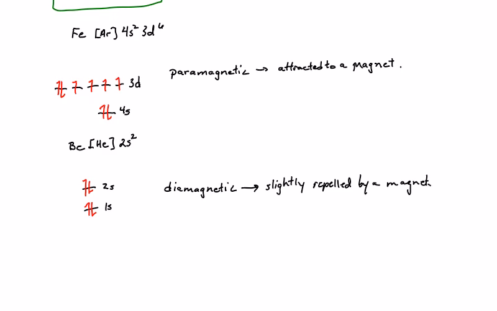So you need to make sure that you're able to look at an atom, whether it's a cation or whether it's neutral, and predict whether or not it's paramagnetic or diamagnetic, based on the way the electrons get distributed. And that should wrap up quantum mechanics for now.